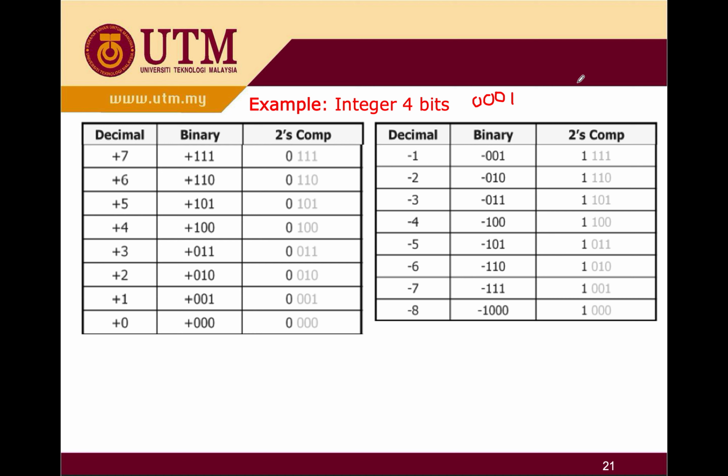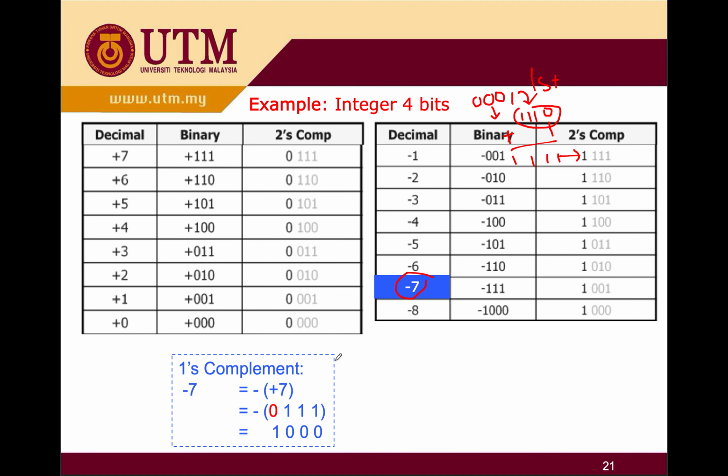Supposedly. That's why after that I directly convert it into the first complement. This is my first complement. I directly change it: 0 I change to 1, 1 I change to 0, 0 I change to 1. So I get my first complement. After that, I add 1. So I get 1, 1, 1, 1. Simple.